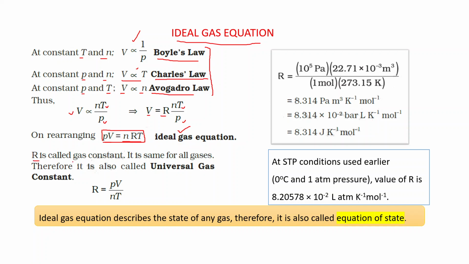R is called the gas constant. It is the same for all gases. Therefore, it is also called the universal gas constant. And from this equation, we can write R is equal to PV divided by nT.